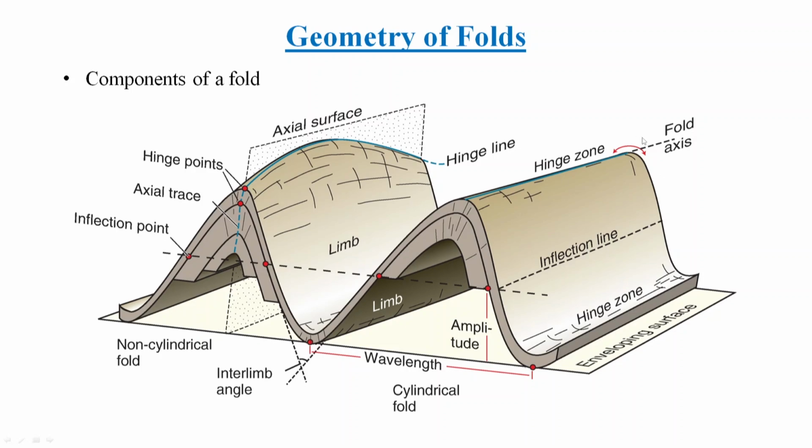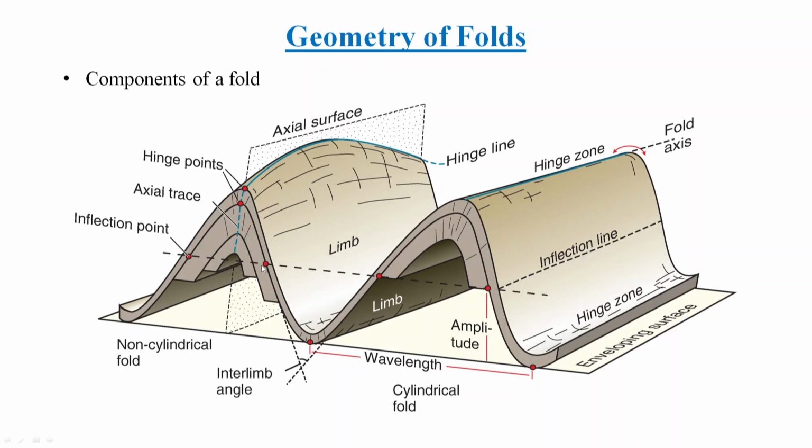So a line that is present parallel to the hinge line or the hinge zone, and if I move that line, you can generate the whole fold like this, then that line will be considered as the fold axis. Then obviously, if you have the fold already, you have three parts of the fold. Obviously, the top one, the crest or the trough, will be considered as the hinge zone. The rest of the part will be considered as the limb of the fold.